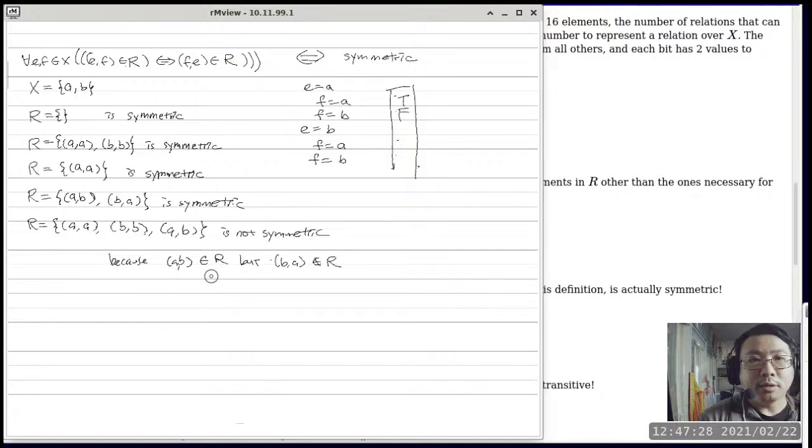Now, I can go through all of the other ones, but in a for all quantified statement, if at least one case is false, the entire thing is going to be false. So I can just do a short-circuited exit at this point and just say that this particular R over here is not symmetric.